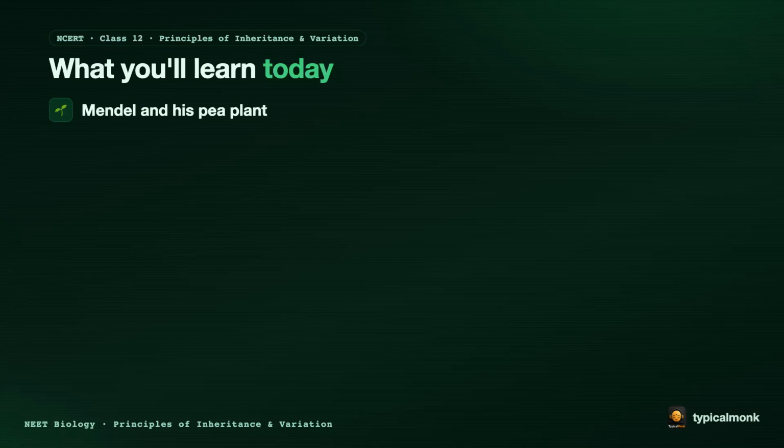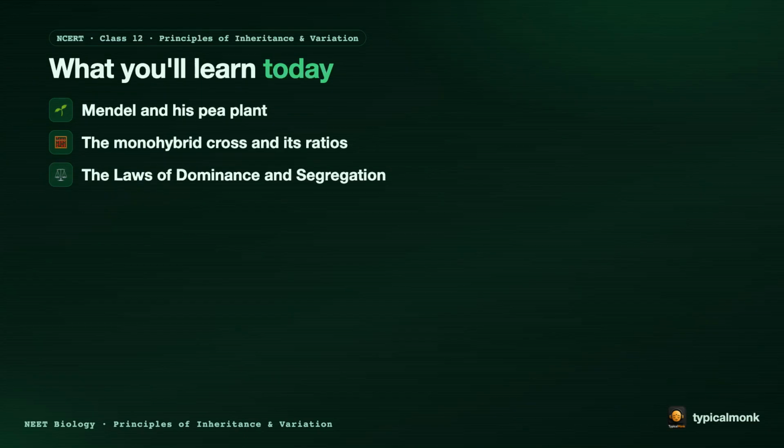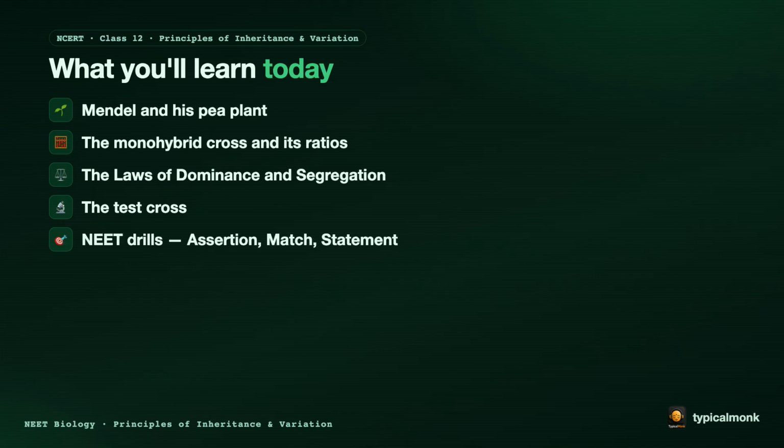Here is today's path, 5 stops. First, Mendel and his pea plant. Second, the monohybrid cross and its ratios. Third, the law of dominance and the law of segregation. Fourth, the test cross. And fifth, NEET drills, that is, assertion, reason, match, and statement.